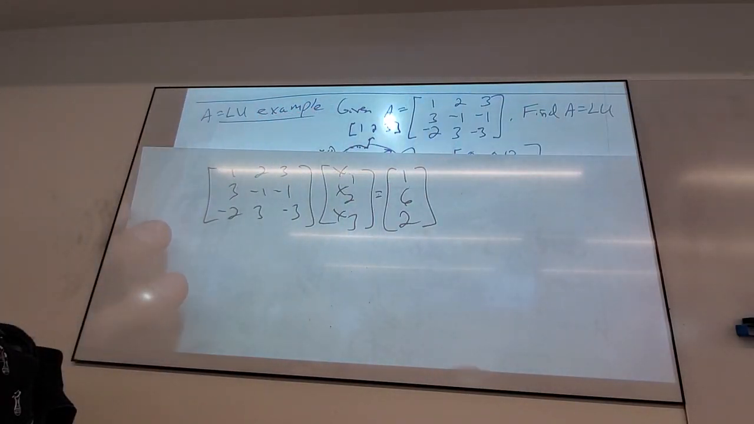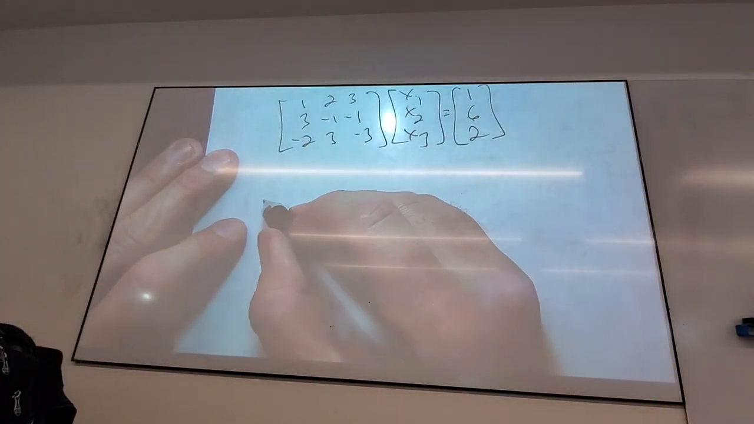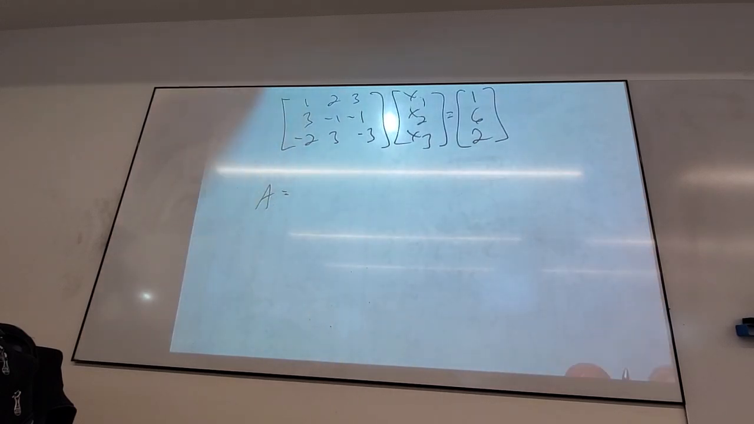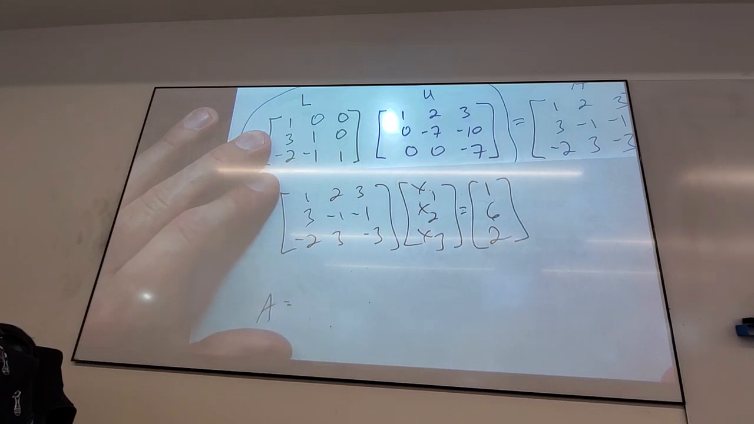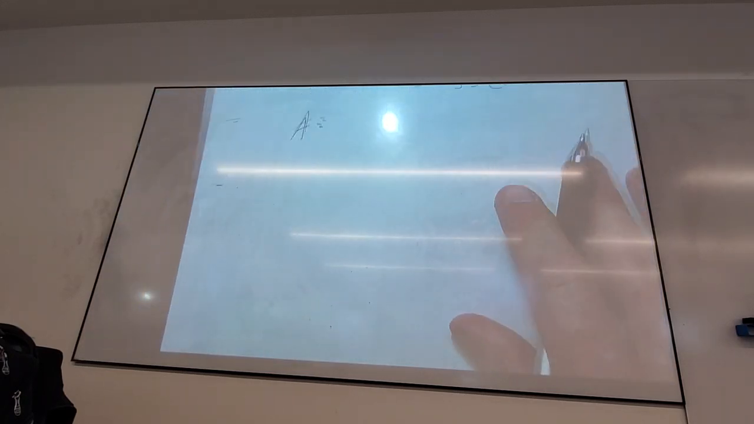So we know the LU factorization for this. Where'd it go? There it is. You copy that down here.